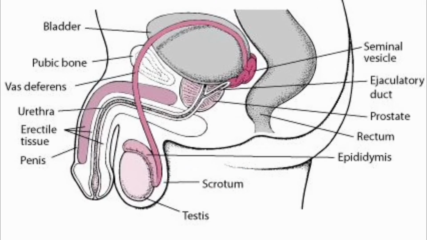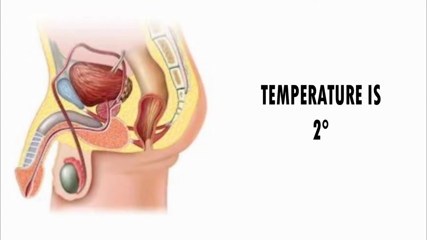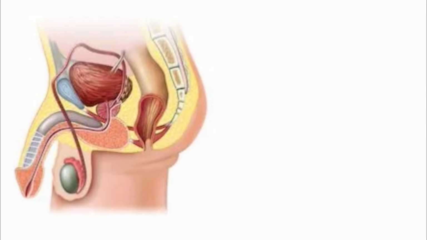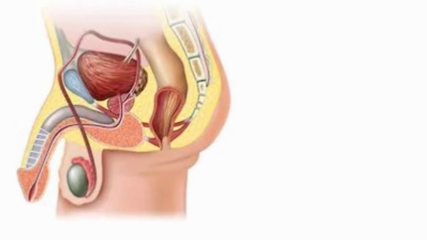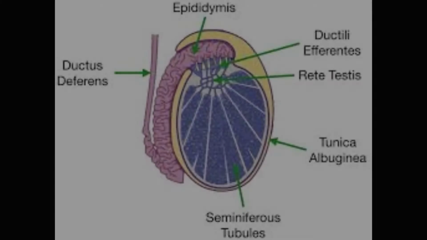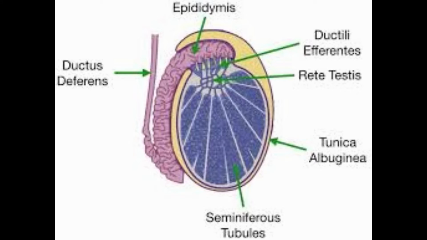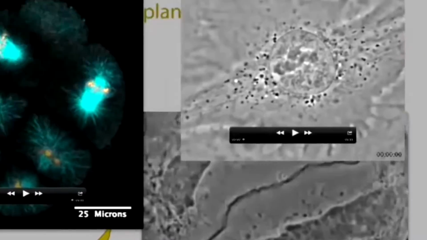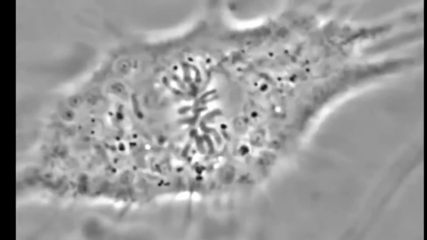Since the scrotum hangs outside the abdominal cavity, the temperature is 2 degrees Celsius lower and sperm production can occur. The testes are comprised of highly coiled tubes surrounded by layers of connective tissue. Seminiferous tubules are located within the testes. This is where meiosis takes place. Semen is an alkaline fluid with nutrients and enzymes that the male gonads secrete.